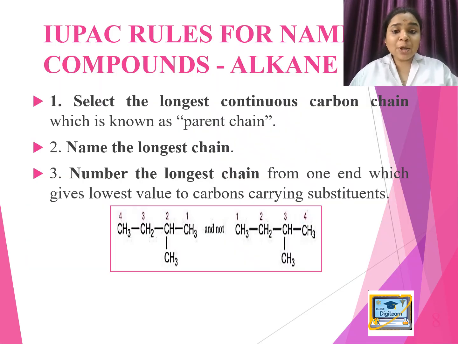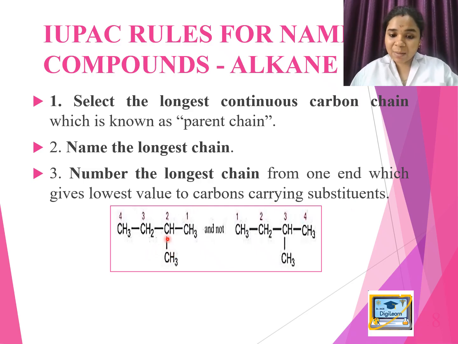Now moving into the IUPAC rules for naming compounds: alkane, only alkane. Next we'll see alkene and alkyne. The rules are: rule number 1, select the longest continuous carbon chain, which is known as the parent chain. Rule number 2, select the longest chain. Rule number 3, number the longest chain from one end, which gives the lowest value to the carbons carrying substituents. Note the word: we should give the lowest value to the carbons carrying substituents.